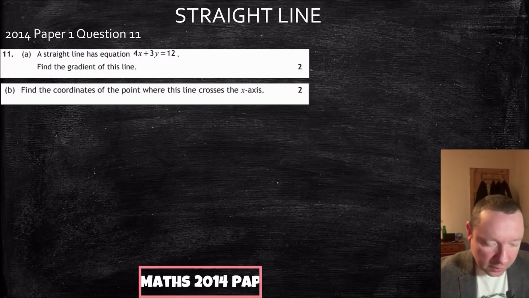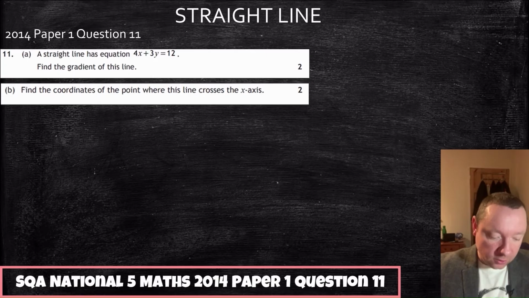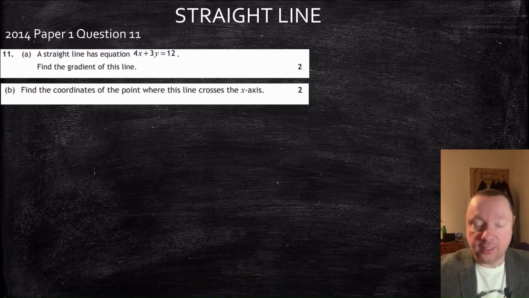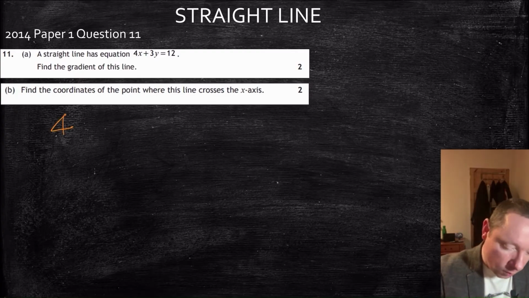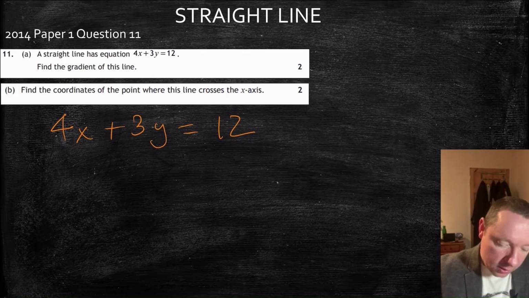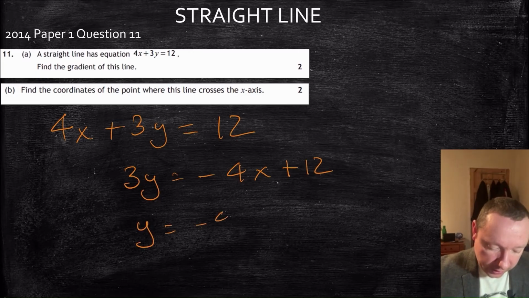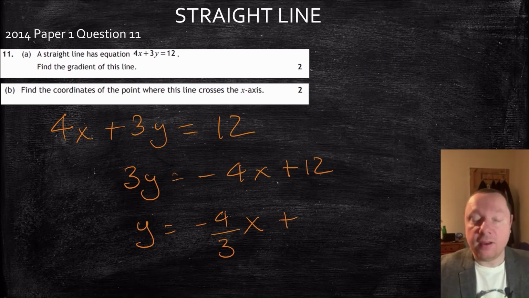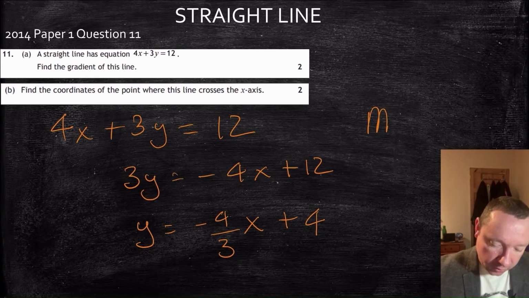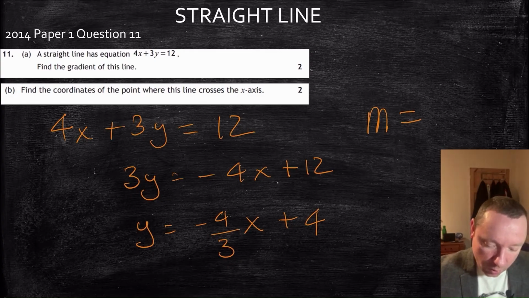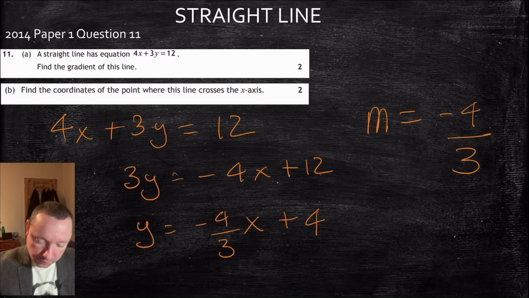National 5 Maths 2014 paper 1 question 11 says a straight line has equation 4x plus 3y equals 12. Find the gradient of the line. Well, that's quite easy then. So we just rearrange it to make y the subject. So we've got 4x plus 3y equals 12. So taking the 4x over to the other side, we get minus 4x plus 12. Dividing through by 3, we get minus 4 over 3 x plus 12 divided by 3 is 4. And then stating our gradient, m must equal minus 4/3.